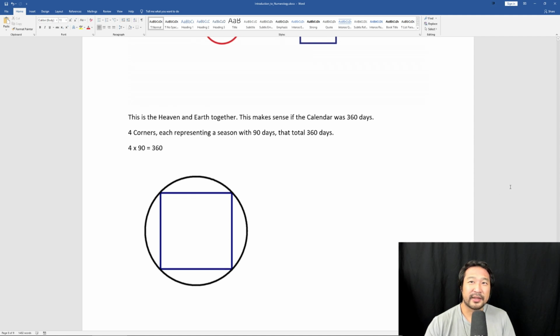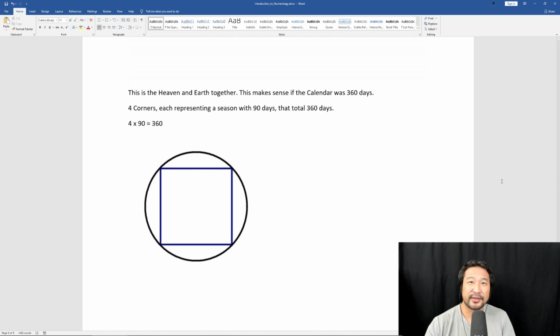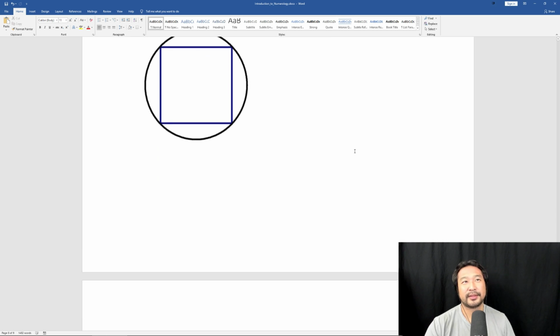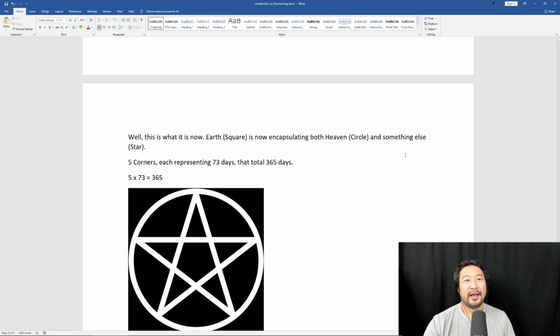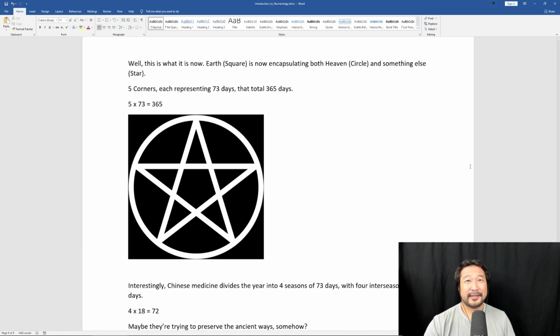This makes sense if the calendar was 360 days. 4 corners, each representing a season with 90 days. That totals 360 days. 4 times 90 equals 360. Okay, so now, what is it now?